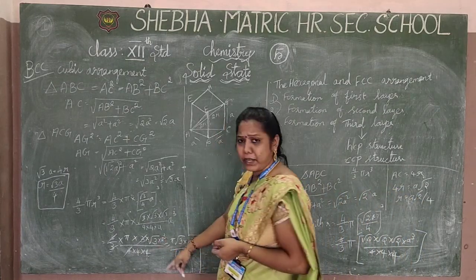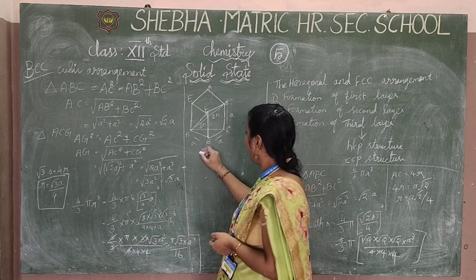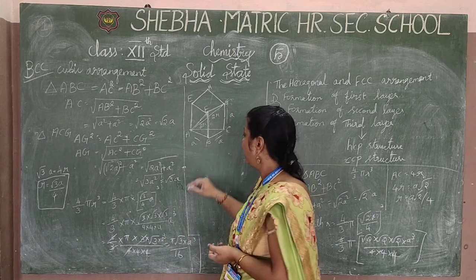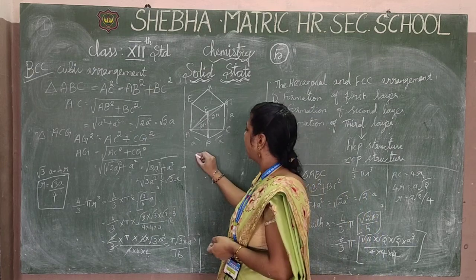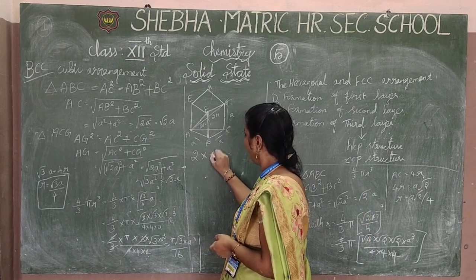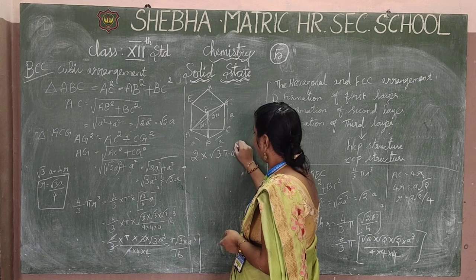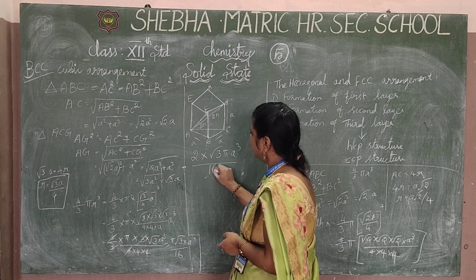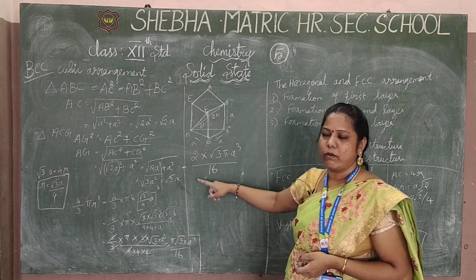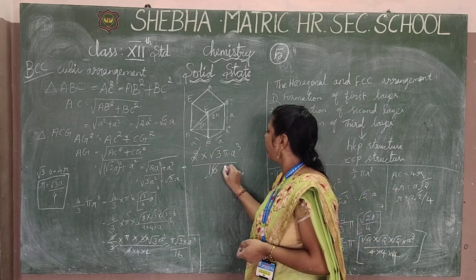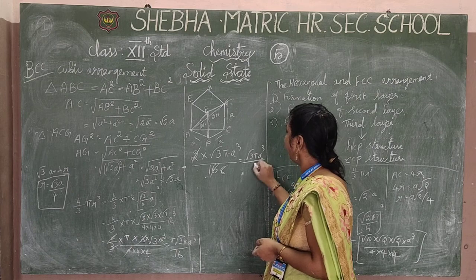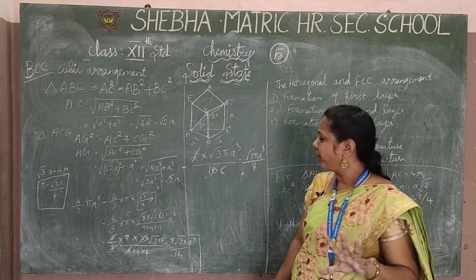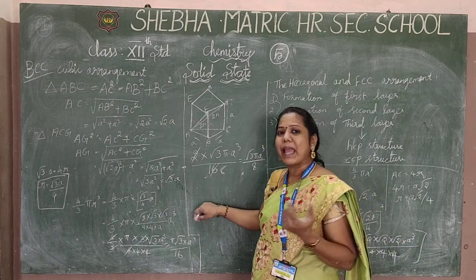And then continue these derivations. We have to multiply for BCC. How many atoms are in the BCC? Yes, 2 atoms. So 2 into root 3 pi a cube by 16, 2 for BCC. So we cancel this and get 8. So root 3 pi a cube by 8. Are you clear? Then go for packing fraction.